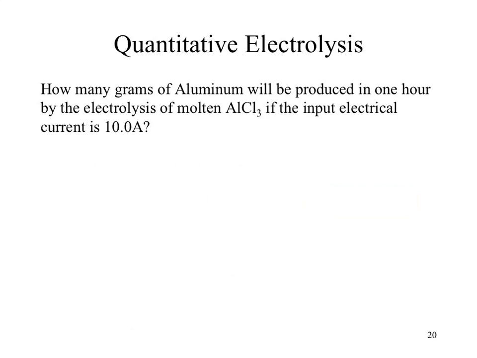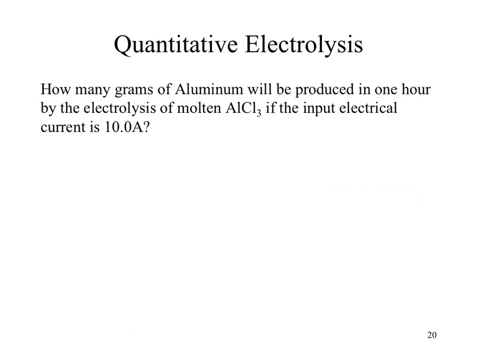It may sound like a simple answer. That's what the problem tells us. How many grams of aluminum are produced, which means aluminum is a product, from molten aluminum chloride, which means aluminum chloride is a reactant. So we can set those up on opposite sides of the equation. The chloride can be a bit confusing.